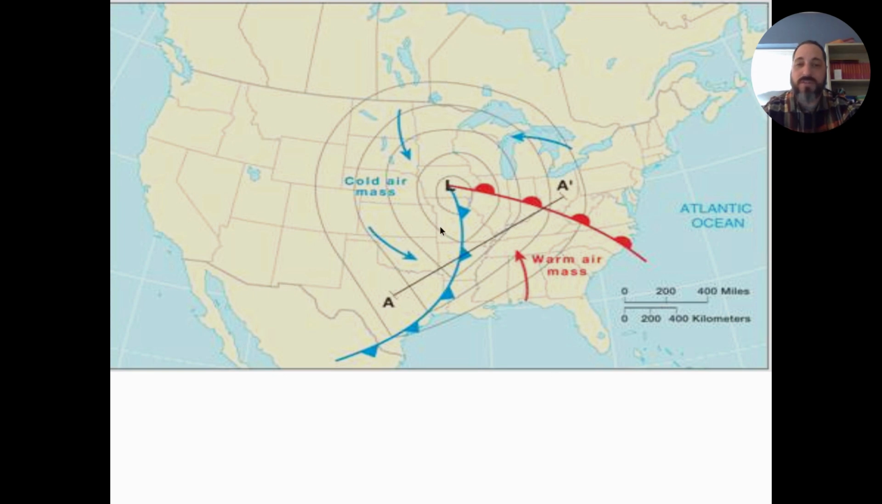But I want to just point this out. This is how most low pressure systems are set up. They usually have these two arms swinging out of different fronts, and as it moves across the country, we get changes in how the fronts are interacting with each other.